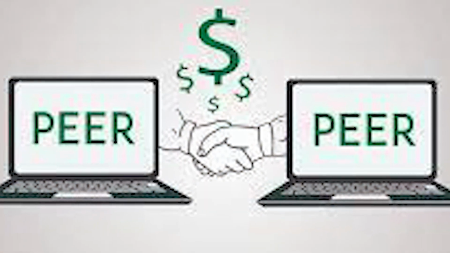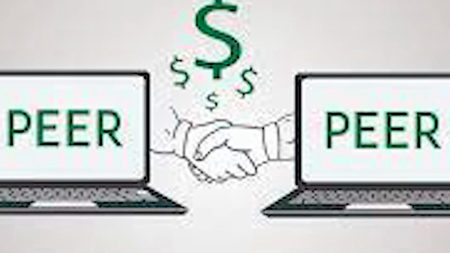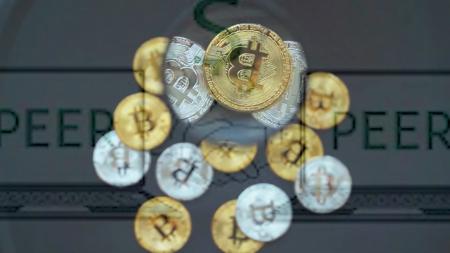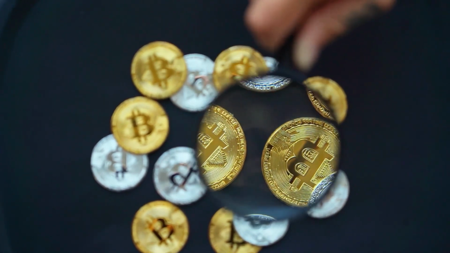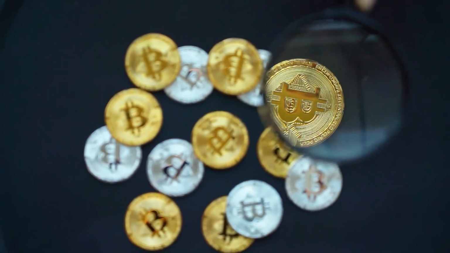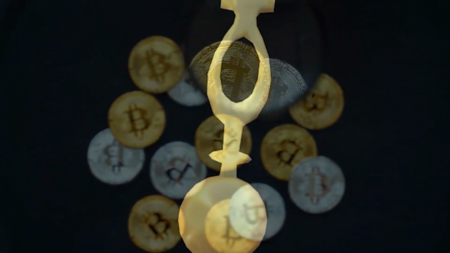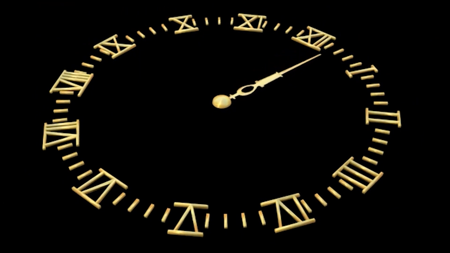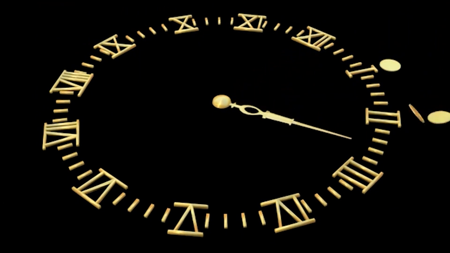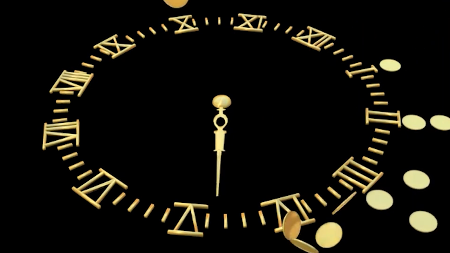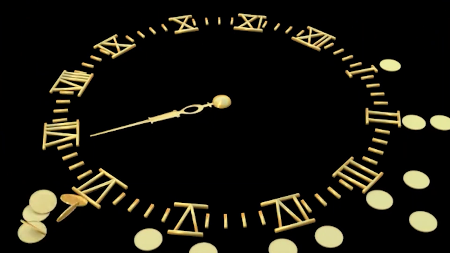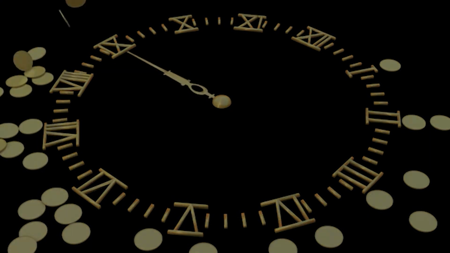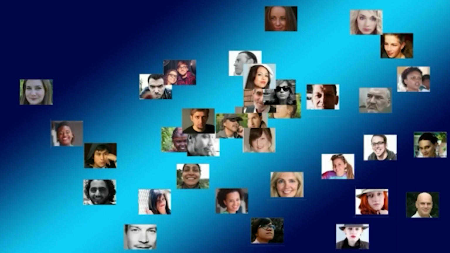Another way to buy Bitcoin is to use a peer-to-peer, P2P marketplace. A P2P marketplace is a website or platform that allows you to buy and sell Bitcoin directly from other users. Some popular P2P marketplaces include Local Bitcoins and Paxful. To buy Bitcoin on a P2P marketplace, you will need to create an account and set up a profile. Once you have set up a profile, you can then browse the listings for Bitcoin. When you find a listing that you are interested in, you can contact the seller and negotiate a price.